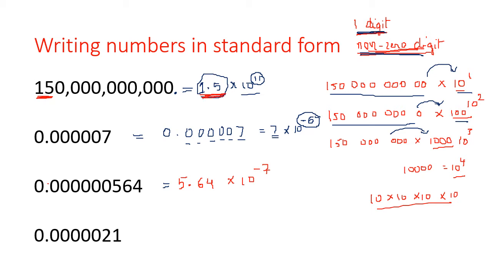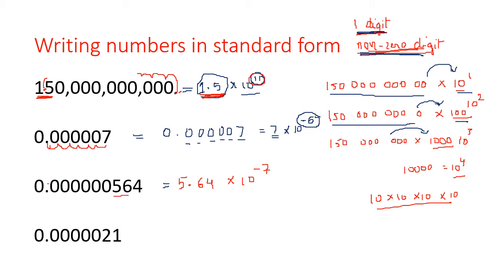The decimal point comes after the first non-zero digit. So here it should come after 1. Then the decimal point is shifting towards the left, so the power will be positive. If the decimal point is shifting towards the right, the power will be negative.